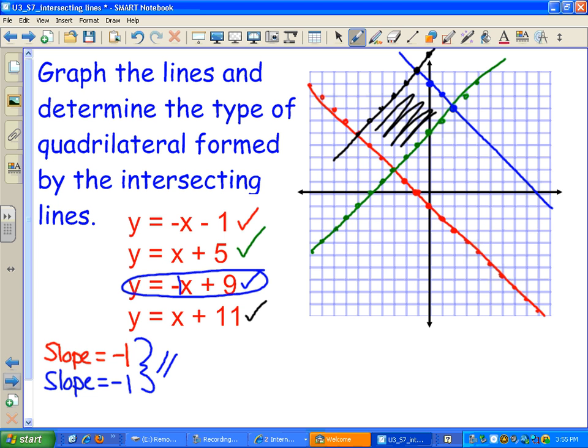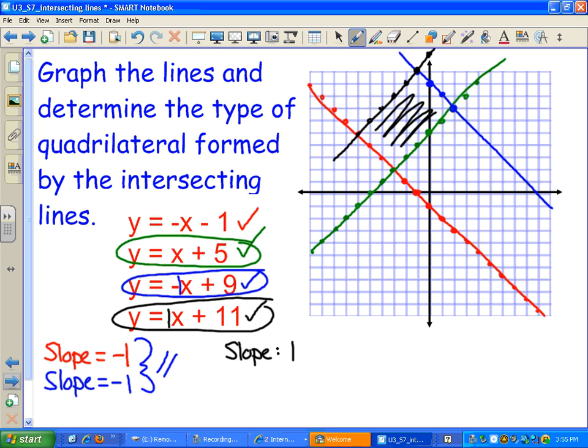Well, now let's look at the black line. The slope of the black line is positive 1, because there's a 1 in front of that x. And the side opposite is the green line. And the slope of the green line is 1. So since the slopes are both 1, I know that those lines are parallel. So I've proven that this quadrilateral is a parallelogram.